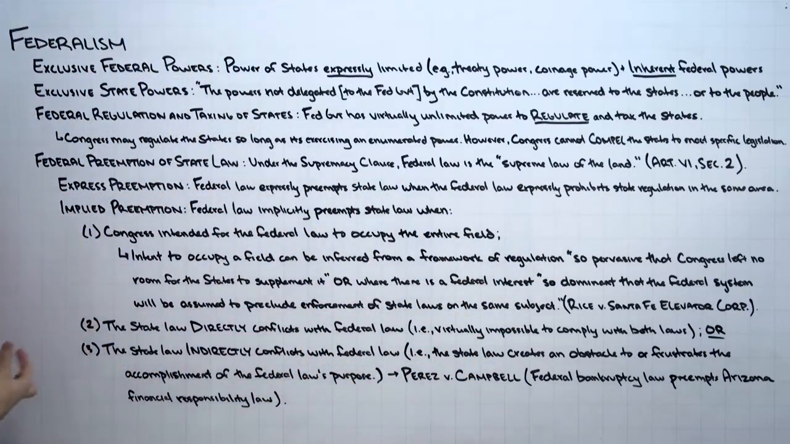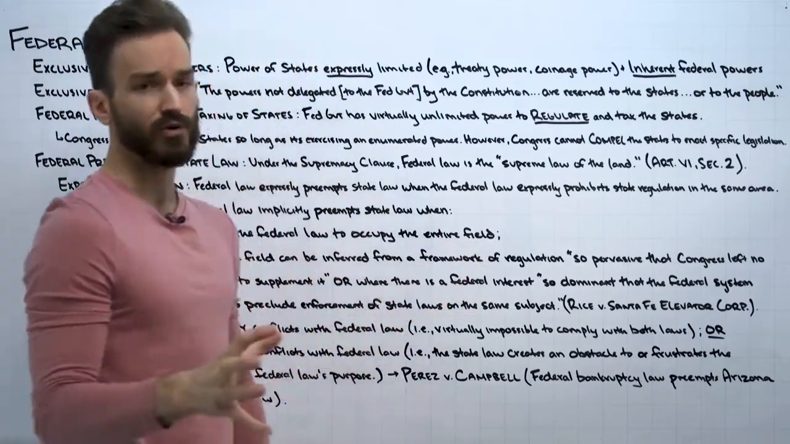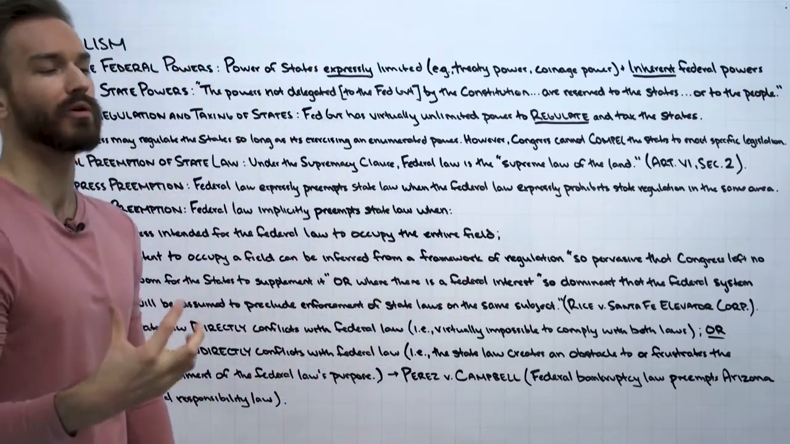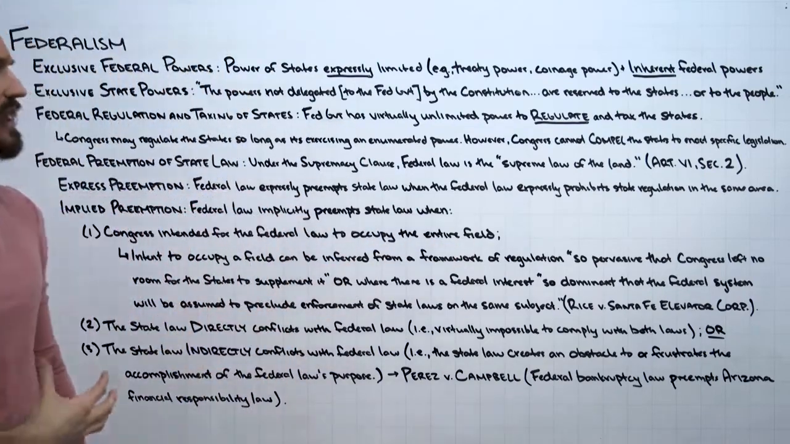How do we handle potential conflicts between state governments and the federal government? How do we know what powers the states have, what powers the federal government has? How does it all interplay?